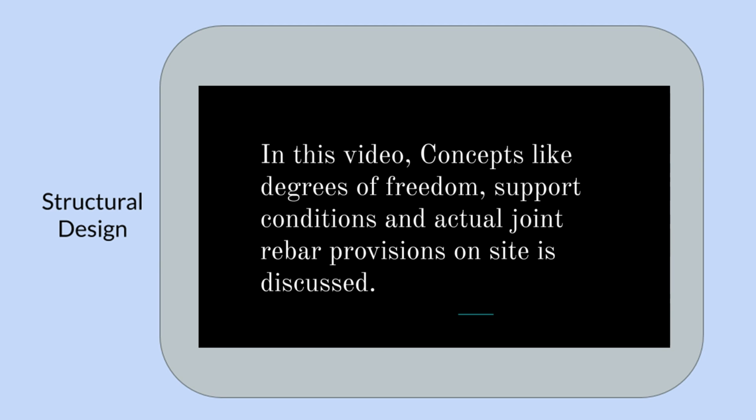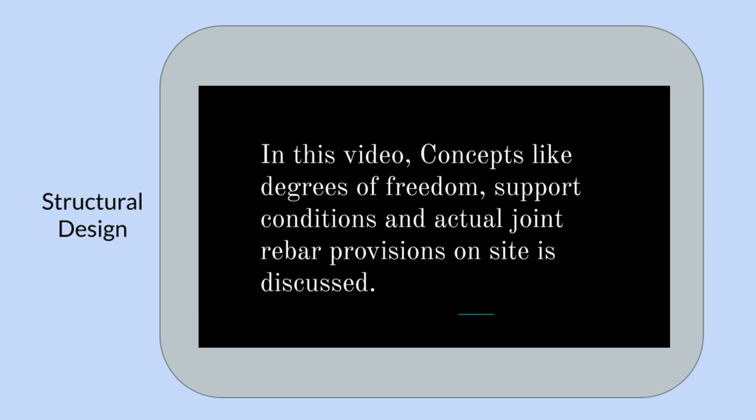In this video, concepts like degrees of freedom, support conditions, and actual joint rebar provisions on site are discussed. Any RCC building is a framed structure with members creating a grid at each floor supported by columns. Secondary beams are connected to primary beams, and primary beams are supported by columns.